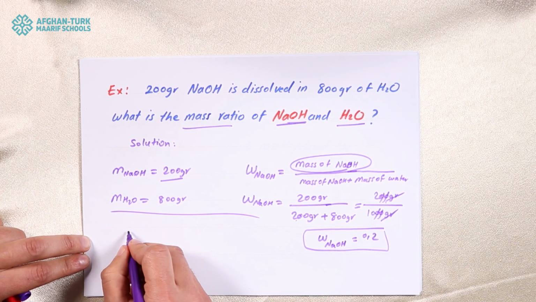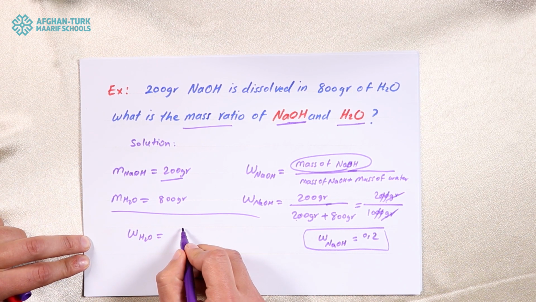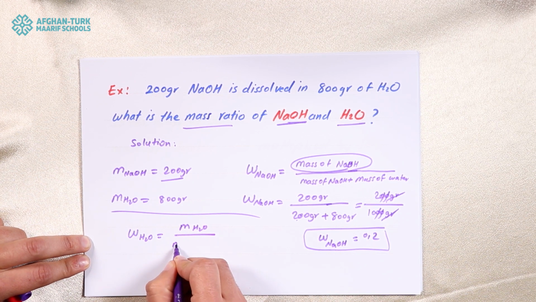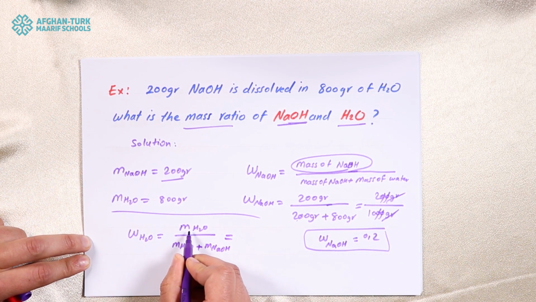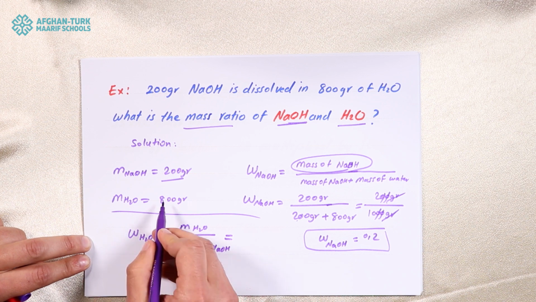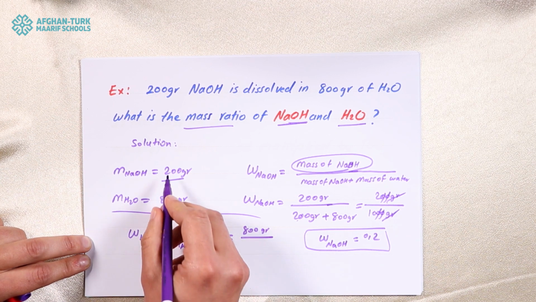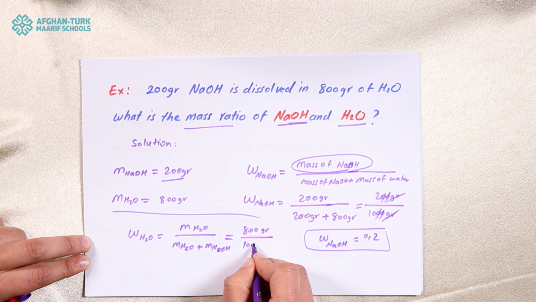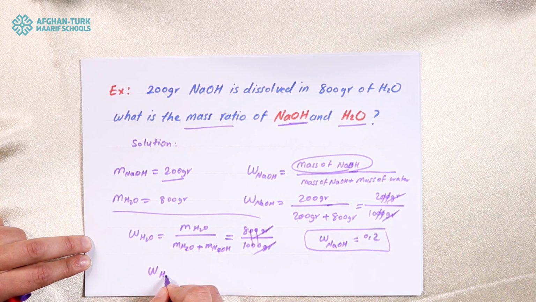Now I'm going to find the weight ratio or mass ratio of water. The weight ratio of water is equal to the mass of water in the numerator, and mass of water plus mass of sodium hydroxide in the denominator. The mass of water in the numerator is 800 grams. Mass of water plus mass of sodium hydroxide, when added together, becomes 1000 grams. We can cancel gram by gram and simplify it. The weight ratio of water is equal to 0.8.